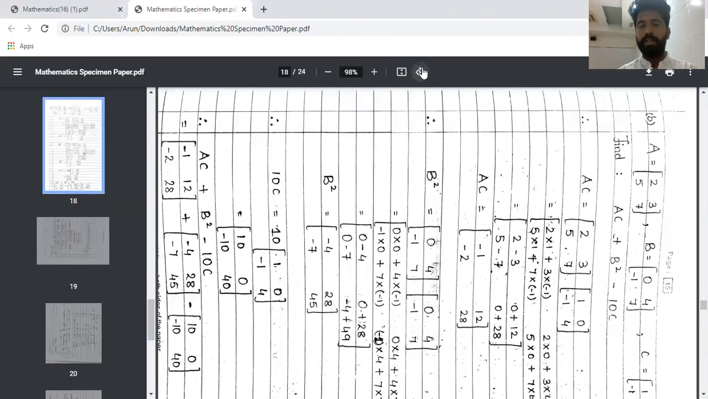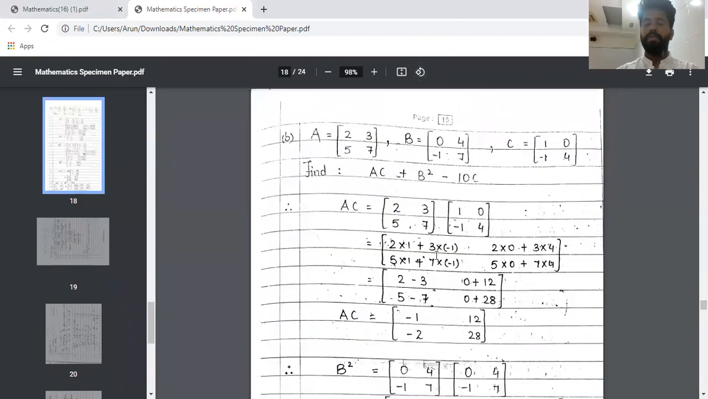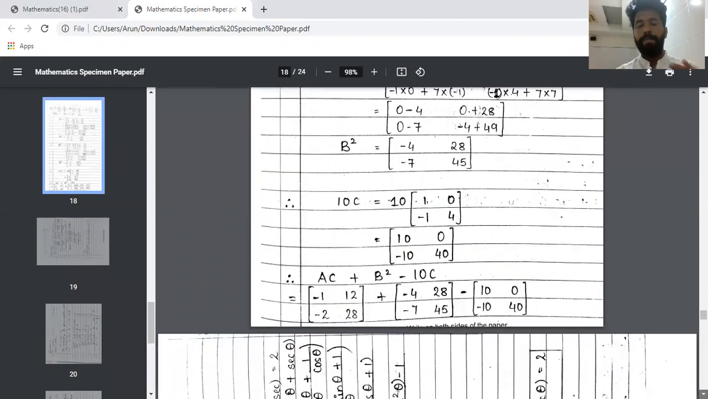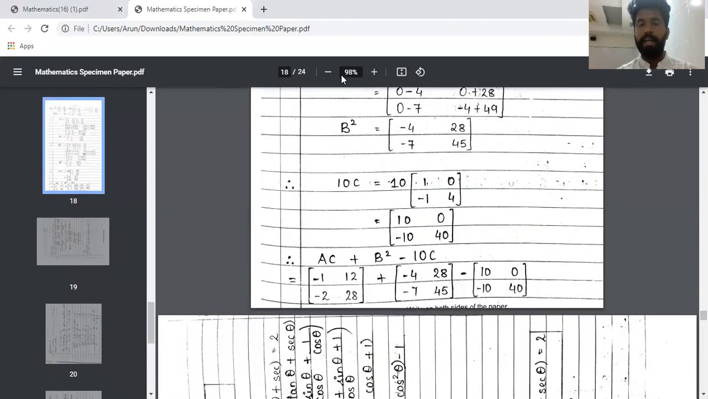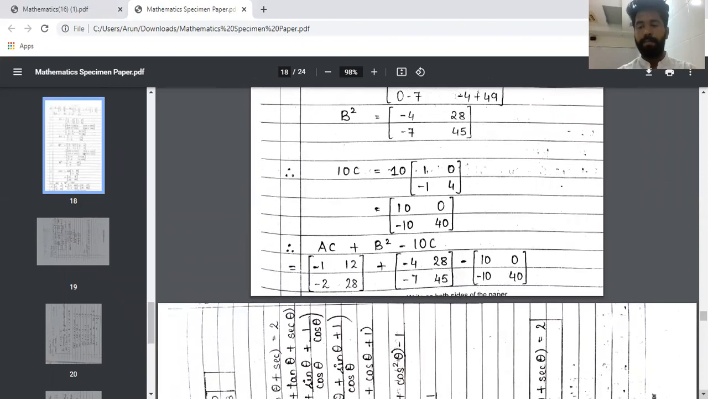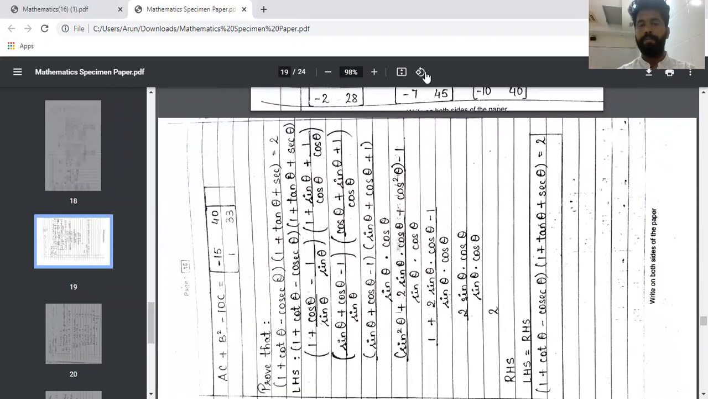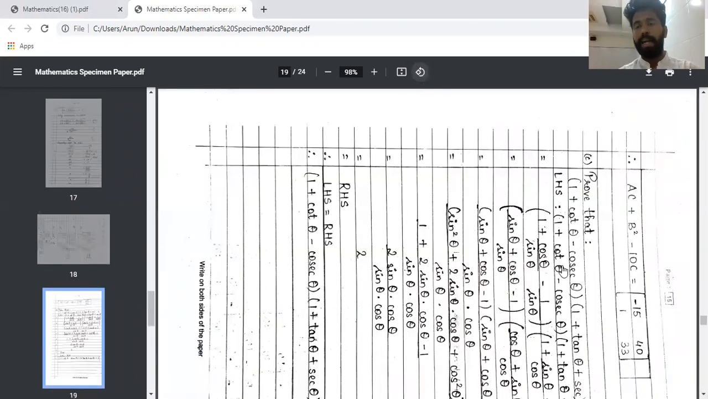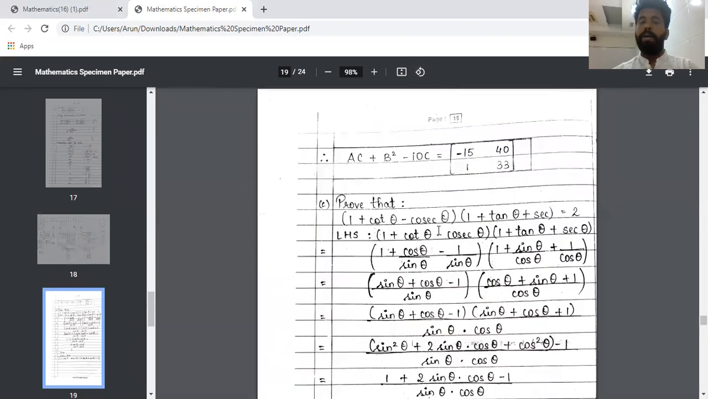Then the next question is from matrices. So in this matrix multiplication, you have to calculate AC plus B square minus 10C. So first of all, they've calculated AC, written A, written C, made that calculation. Then they've calculated B square separately. Then they've calculated 10C separately. And then फिर उसके बाद सब कुछ add कर दिया. All right. So you need to keep that in mind as well.